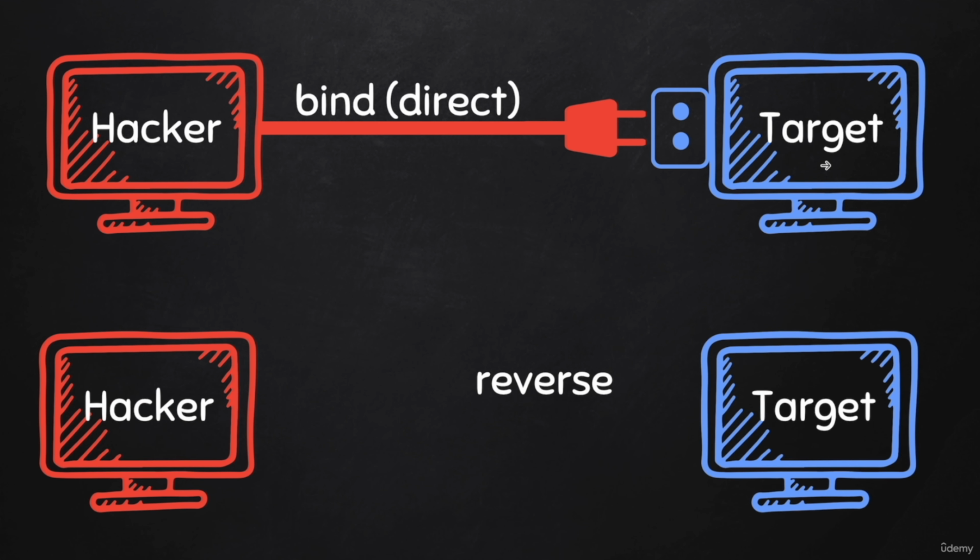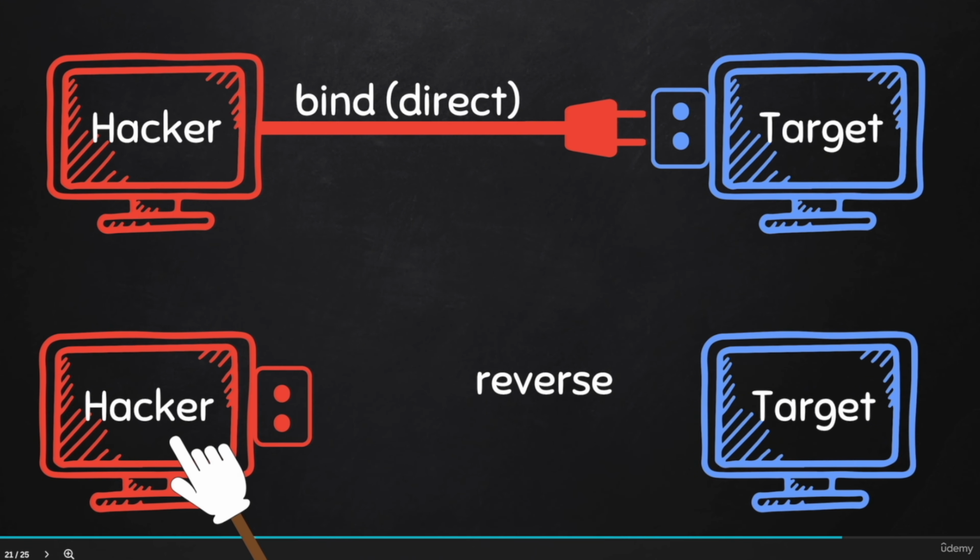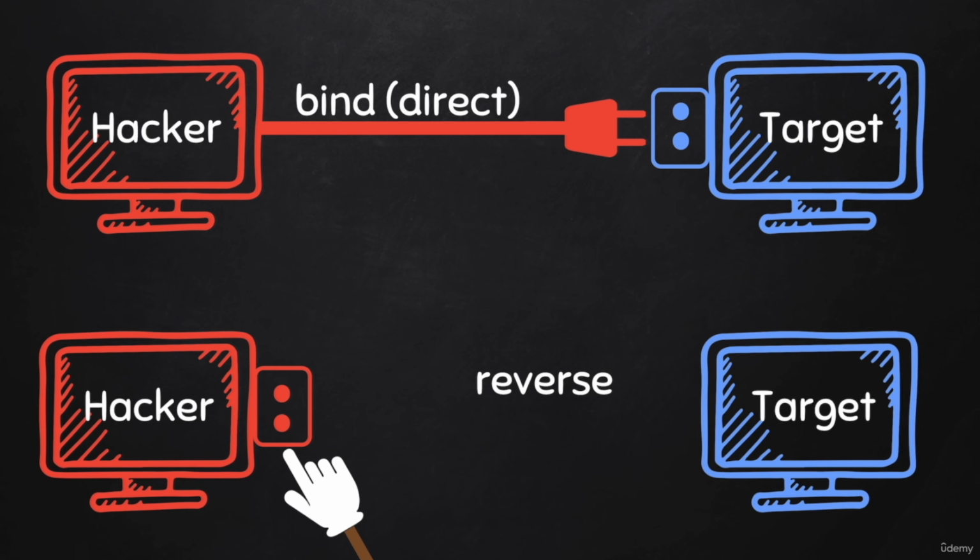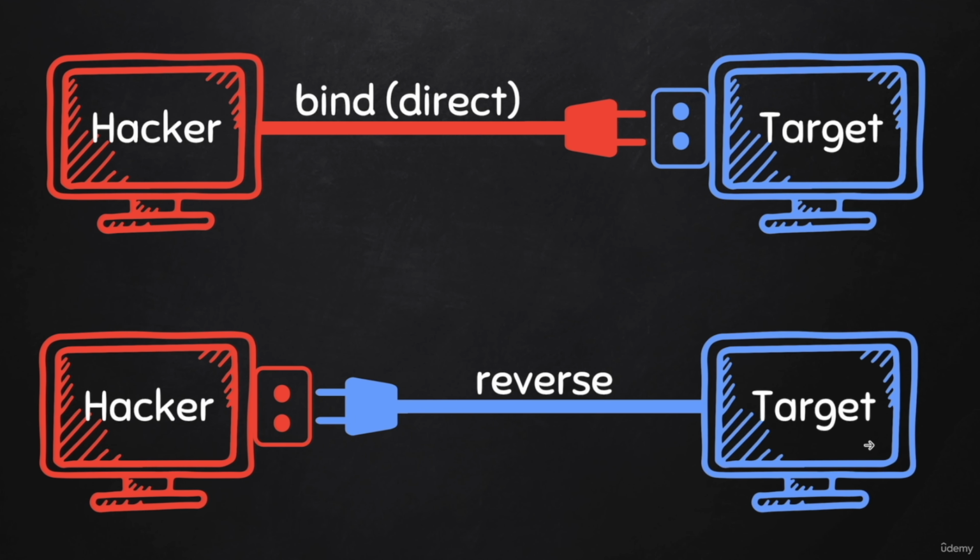However, if we go with a reverse connection, we do the reverse. Instead of opening a port at the target computer, we actually open a port in our own computer. Therefore, even if our firewall complains about this, we can disable the firewall because we are doing this ourselves and we know what we are doing. And then when we execute the backdoor at the target computer, the backdoor is going to connect from the target computer to our computer.